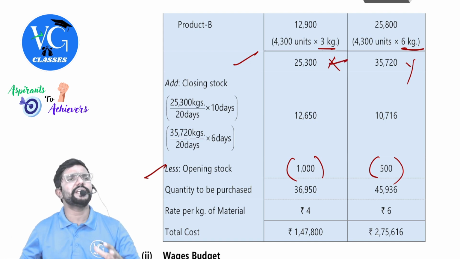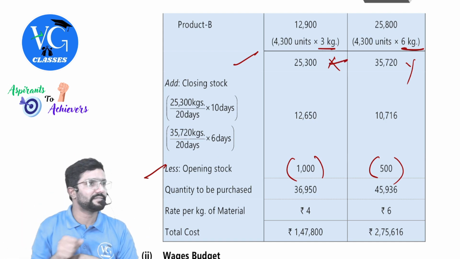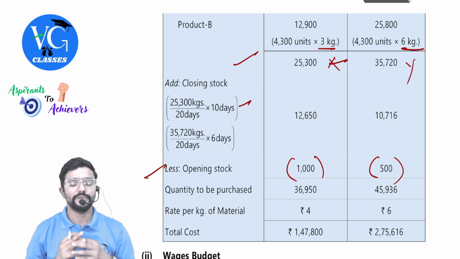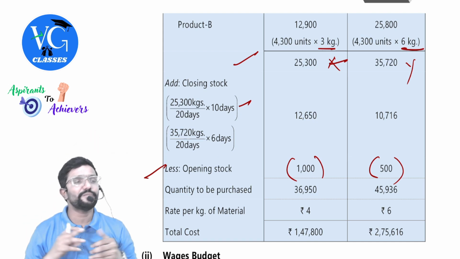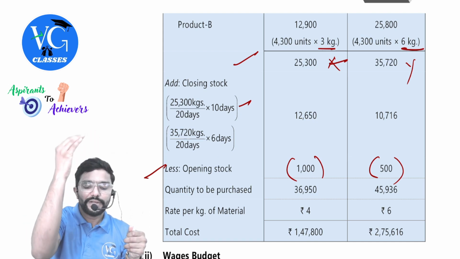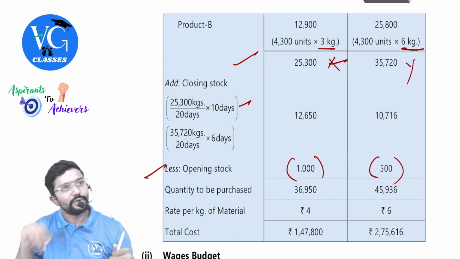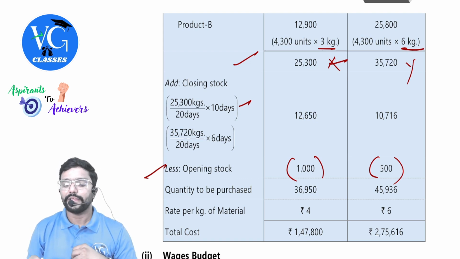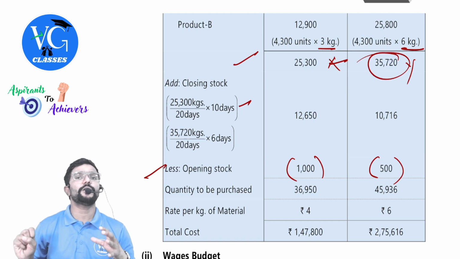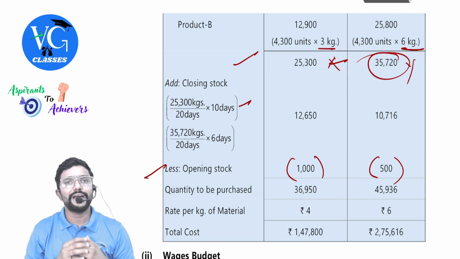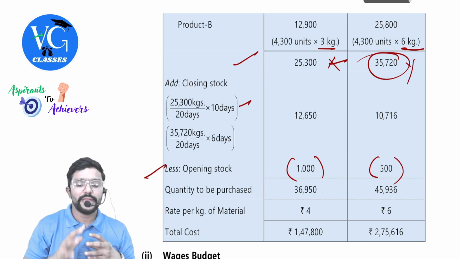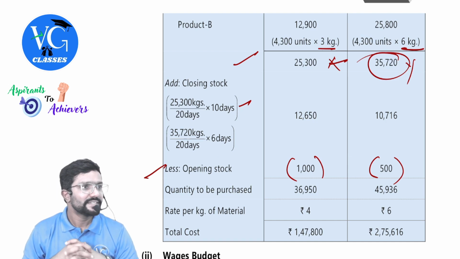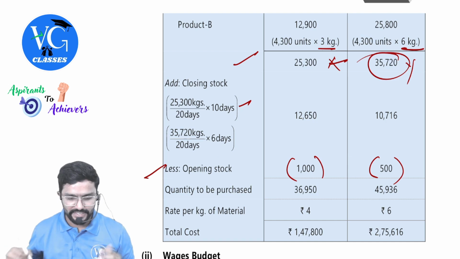Guys, 25,300 you have consumed for how many days? 20 days. And how many days do you have to keep it as closing stock? 10 days consumption. So 25,300 I have consumed for 20 days. Per day how much have I consumed? 25,300 by 20, into 10 days. Same way, 35,720 I have consumed for how many days? 20 days. If you divide by 20, you will get per day, into 6 days I want to maintain as closing stock. Clear? Easy. Interesting adjustment.